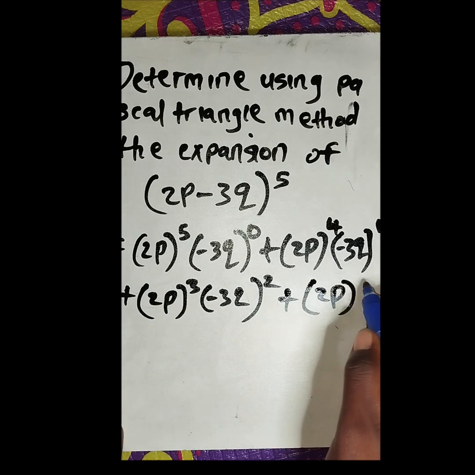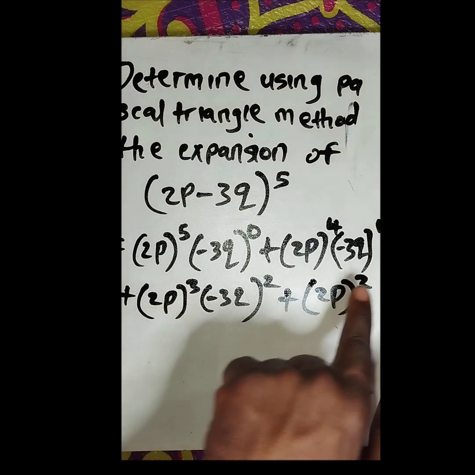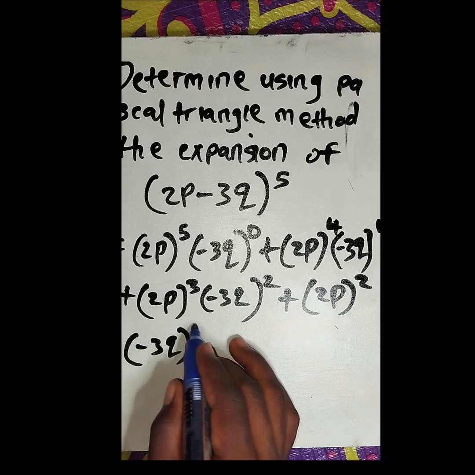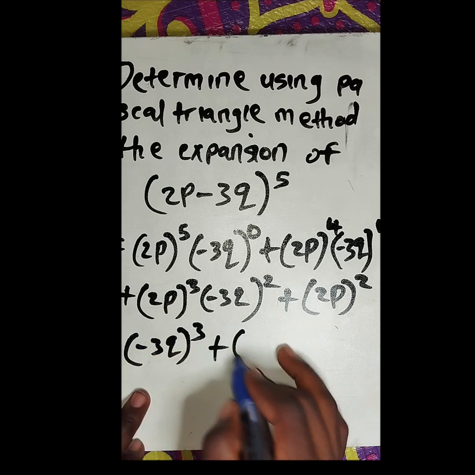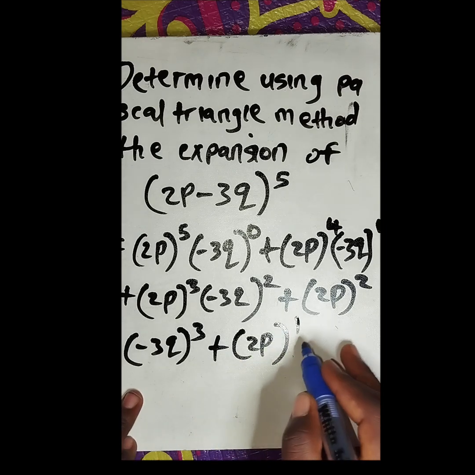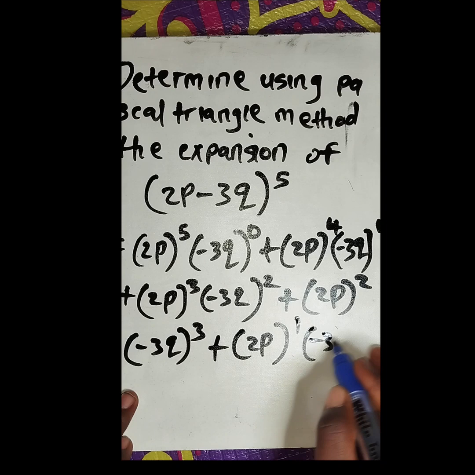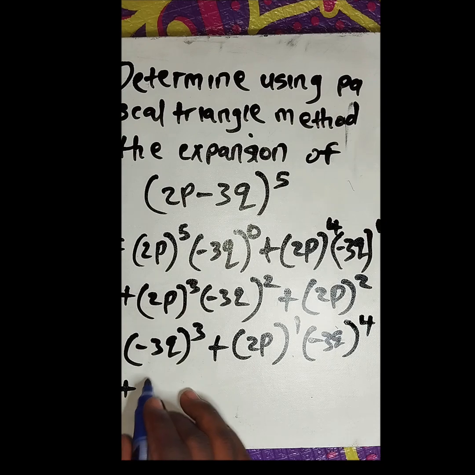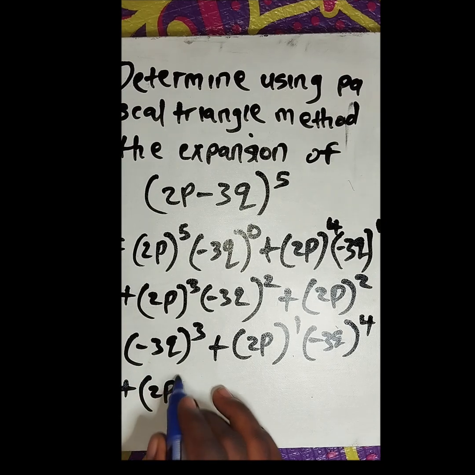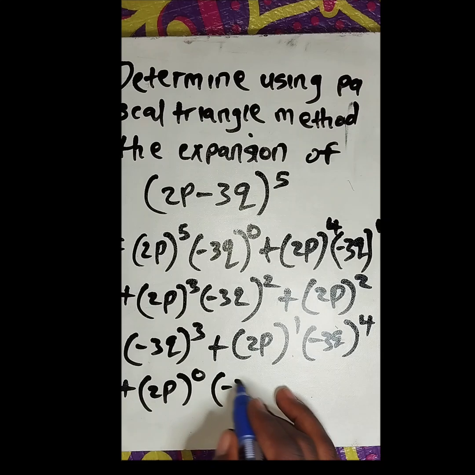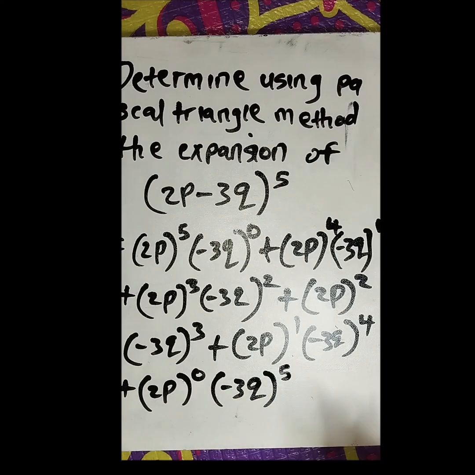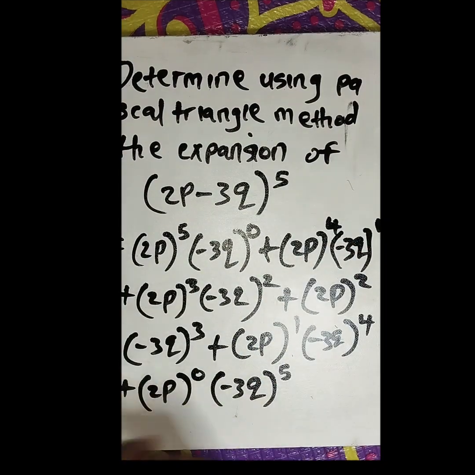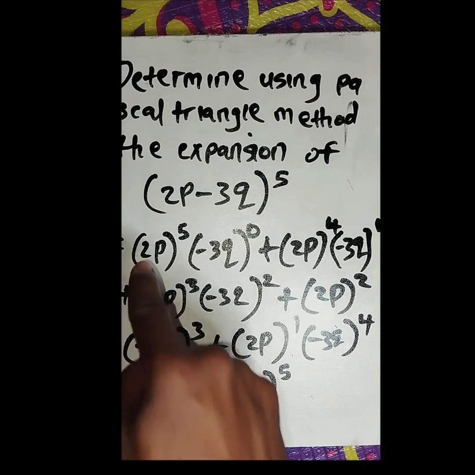Plus 2p raised to the power of 2. Subtract 1 from 3, it becomes 2. Then open another bracket, and your second term will become 3. Let's go again. Plus 2p raised to the power of 1, then minus 3q raised to the power of 4. We are not done. Plus 2p raised to the power of 0, and finally, minus 3q raised to the power of 5. This is binomial expansion.